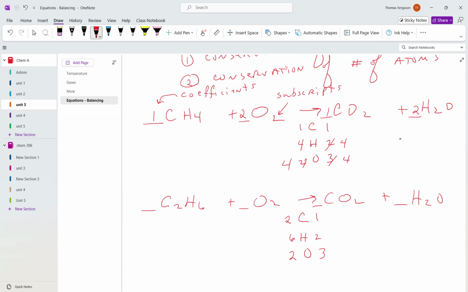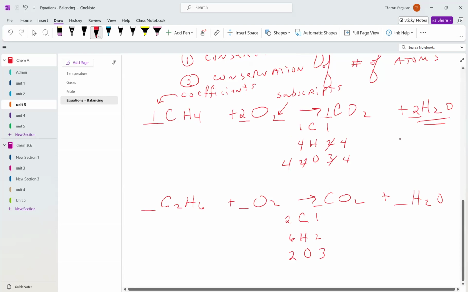Okay, he brought up a good point. When you put a coefficient out there, it applies to the whole molecule because it says two of them. Going back up here, this says there are two waters, not two oxygens only. It says two of the whole thing. Okay, so the coefficient applies to the whole molecule. The subscript applies only to that atom.